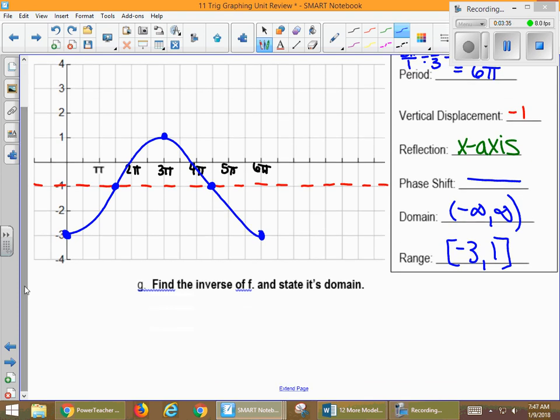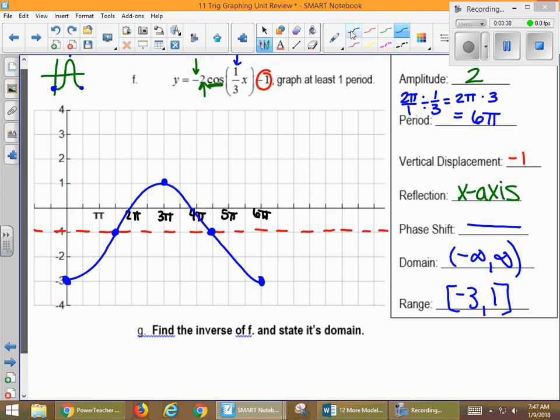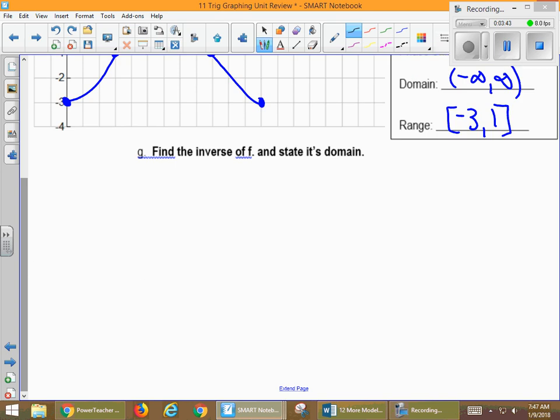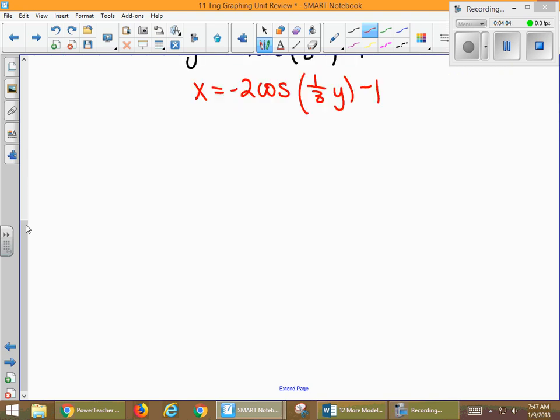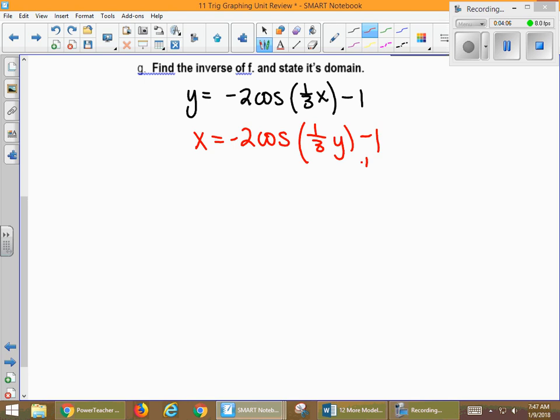All right, find the inverse of f. So our function was -2 cosine of 1/3 x minus 1. Again, we're going to switch x and y, and solve for y. Couple of things to do to unpack here. We have to add our 1 over first. Remember, we're doing opposite operations, so start furthest away from your y.